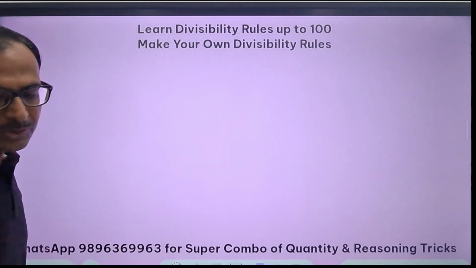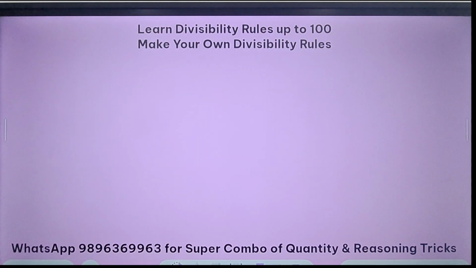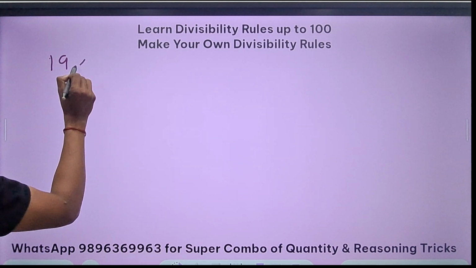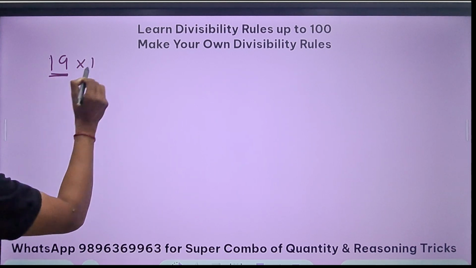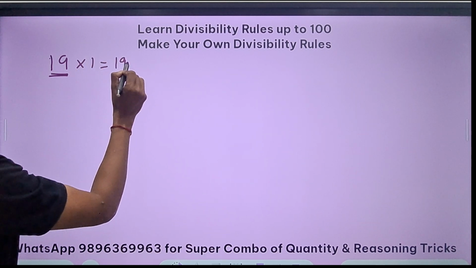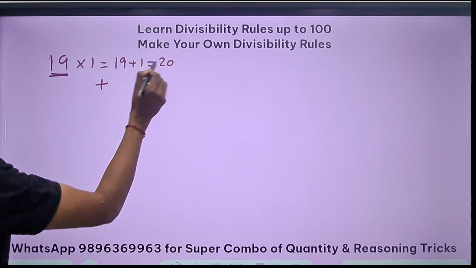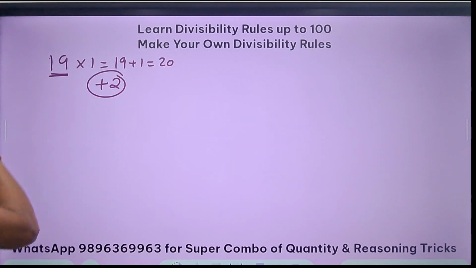Let's move on to some big numbers now. So I have told you oscillators up to 17. How about the oscillator of 19? I will do 19 times 1. So for 19 it will be 19 and then plus 1 gives me 20. So the oscillator will be plus 2. This is the oscillator for 19.